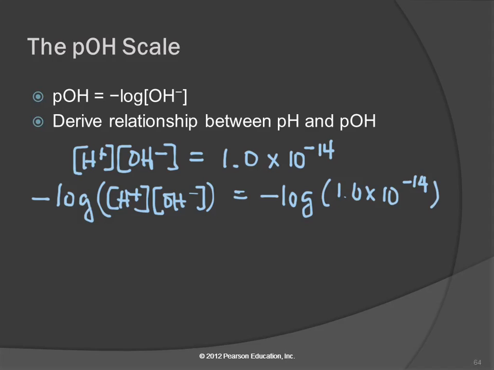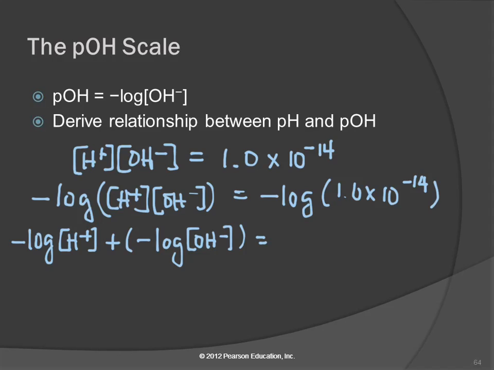Okay, so when we take the log of numbers that are multiplied, then we add them. So this equals the negative log of the hydrogen ion concentration plus the negative log of the hydroxide ion concentration. And what's the negative log of 10 to the minus 14? It's 14, right? The log of 10 to the minus 14 is minus 14. Change the sign, it becomes plus 14.